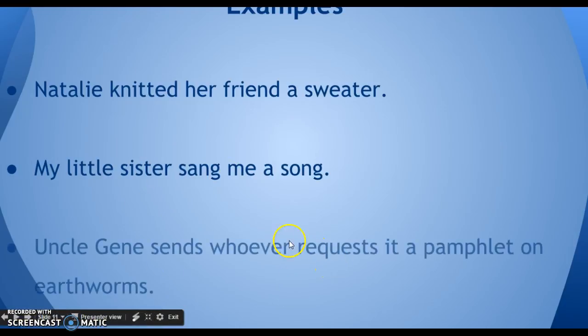Uncle Gene sends whoever requests it a pamphlet on earthworms. The direct object would be pamphlet. That's what Uncle Gene is sending. To whom is he sending it? Whoever requests it. So that is your indirect object. That's a word group instead of just a single noun or a pronoun. So I don't think I gave you any of those in the homework.